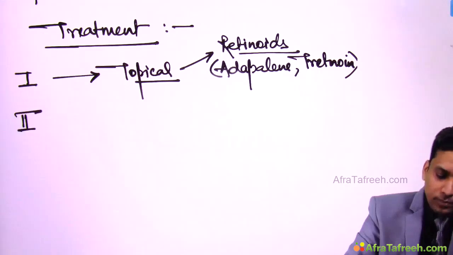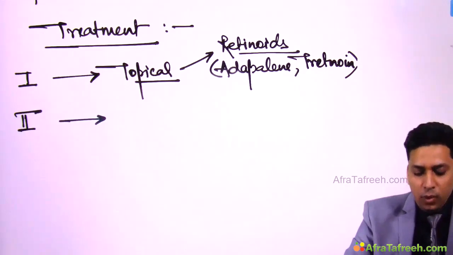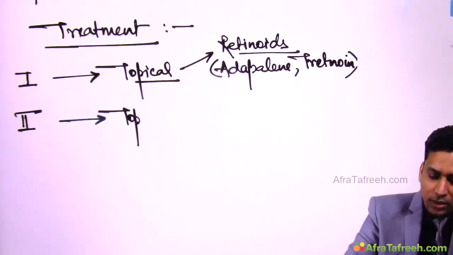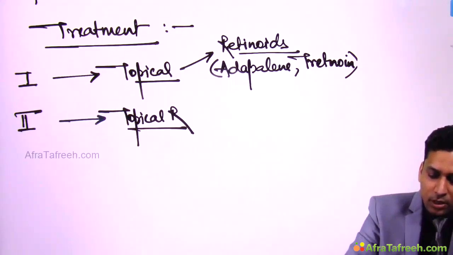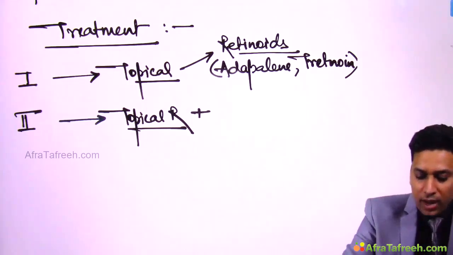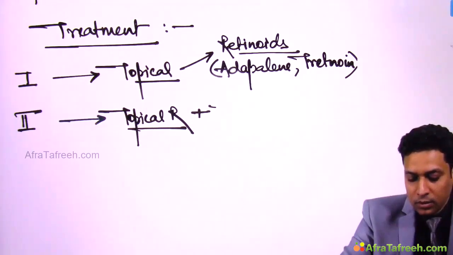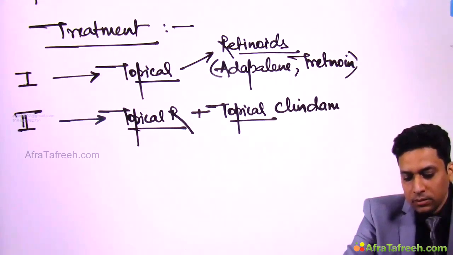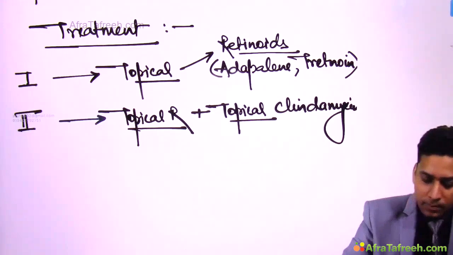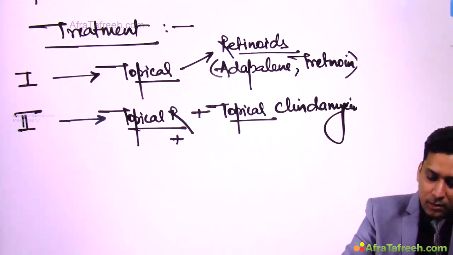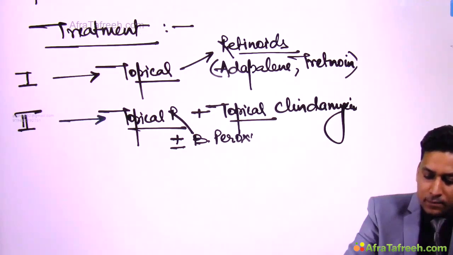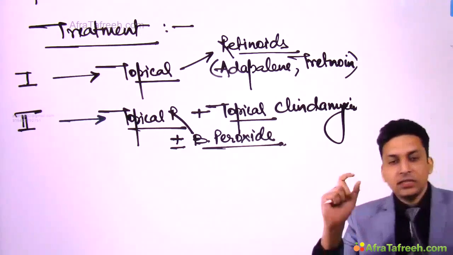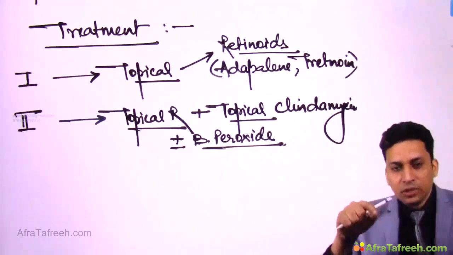But if it is grade 2 acne, then along with these topical retinoids, that is adapalene and tretinoin, you need to add topical antibiotics like clindamycin. You can also use benzoyl peroxide. This is plus minus. Sometimes if there are pustular lesions, then you can add benzoyl peroxide.